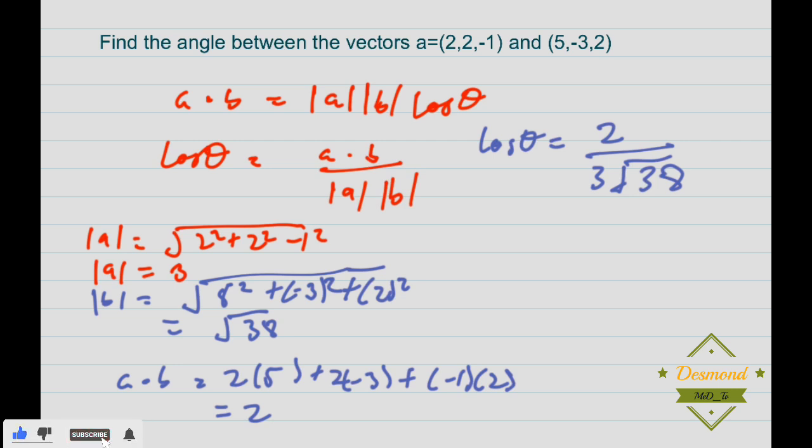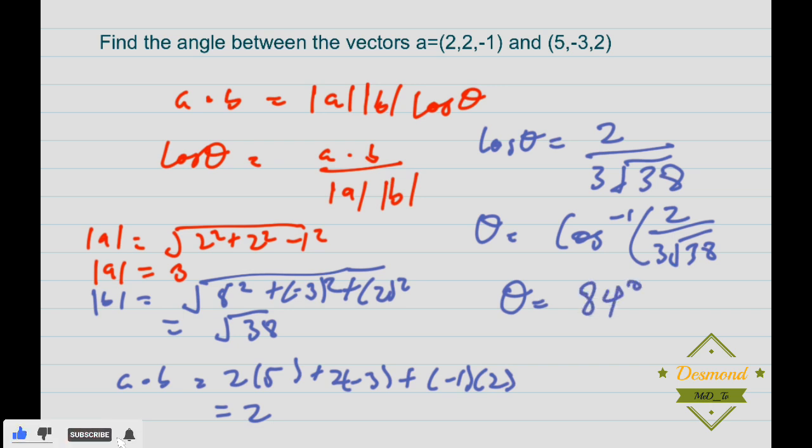So we are finding theta. Theta here should be equal to the cos inverse of 2 on 3 root 38. And when you punch this on your calculator, you should get 84 degrees. So it's very, very simple. It's something that you can try on your own.